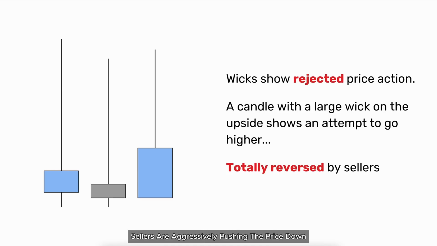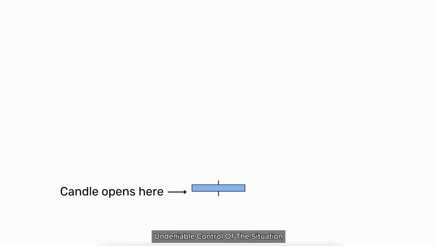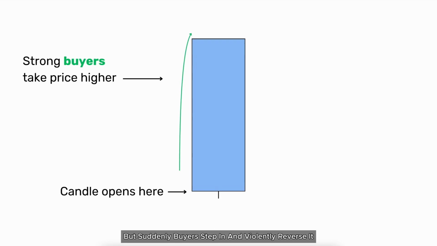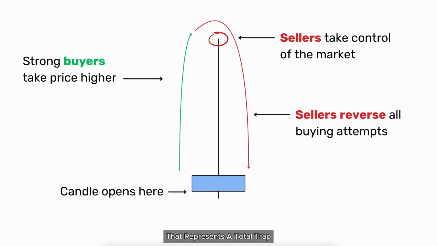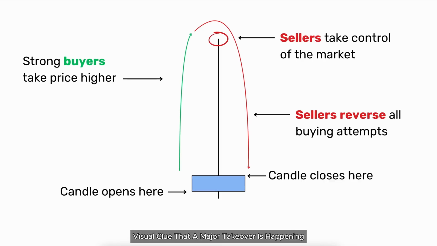Let's say sellers are aggressively pushing the price down right into our demand zone, looking like they have total, undeniable control of the situation. But suddenly, buyers step in and violently reverse it, pushing the price all the way back up to where the candle opened. That massive wick left behind, that represents a total trap. It is the crushed attack of the sellers. And it's your very first visual clue that a major takeover is happening right inside our zone.